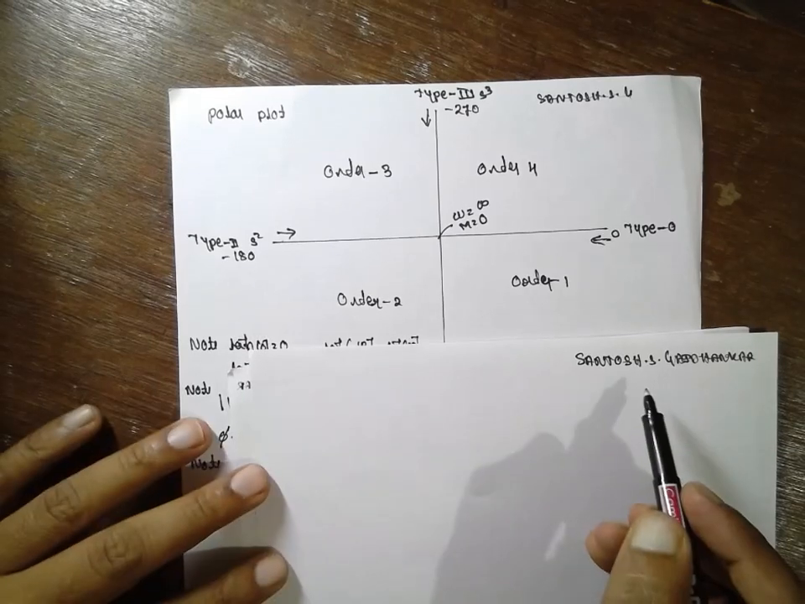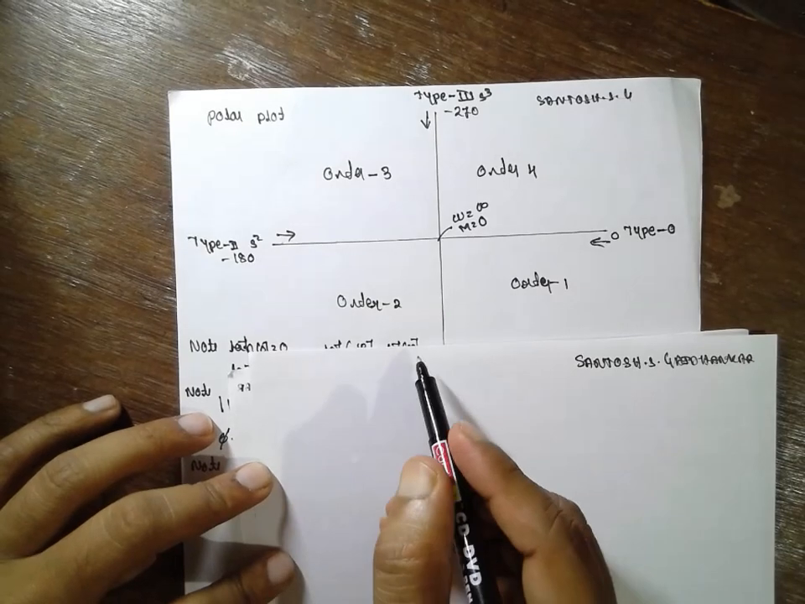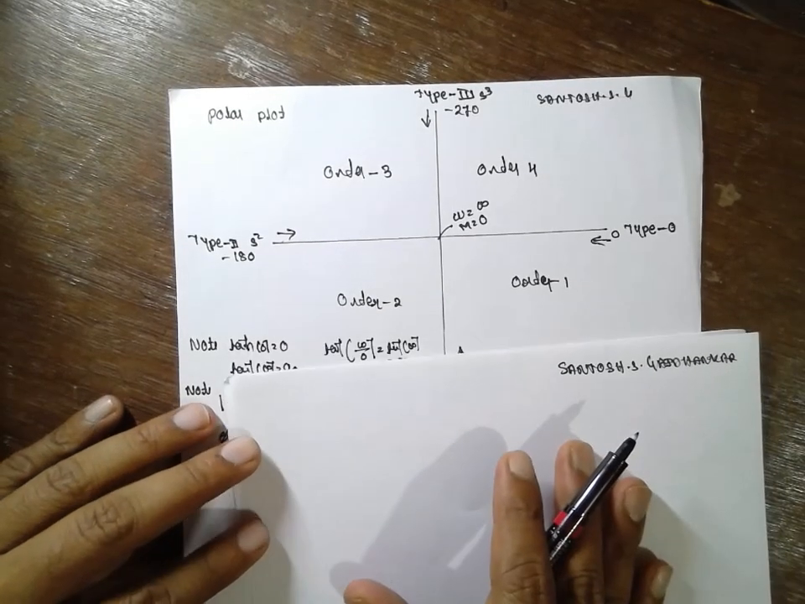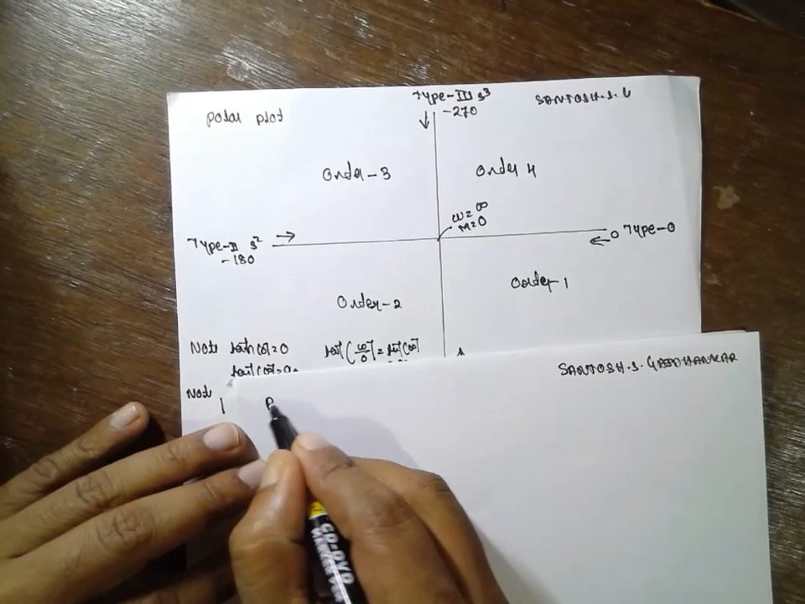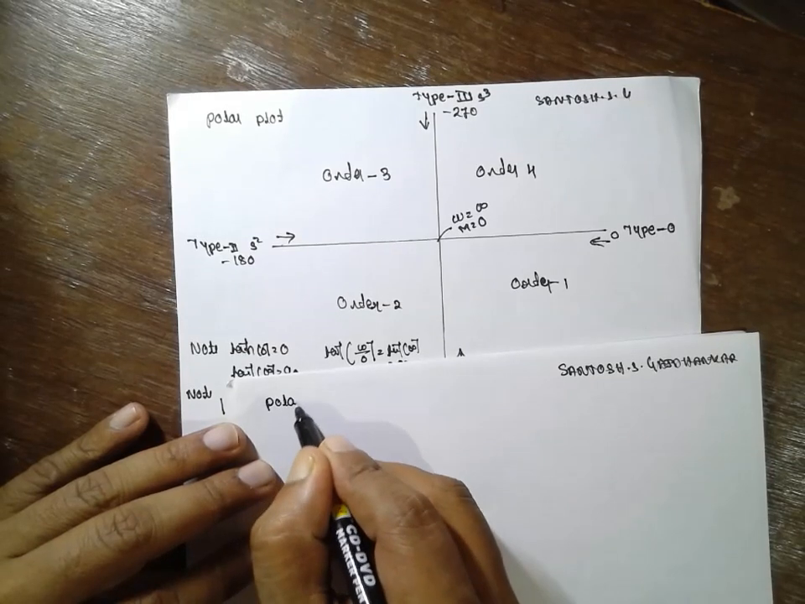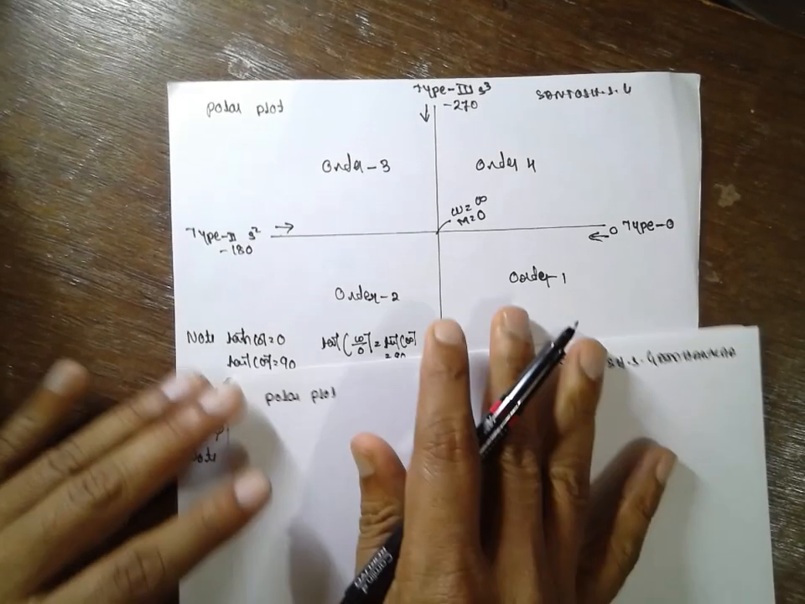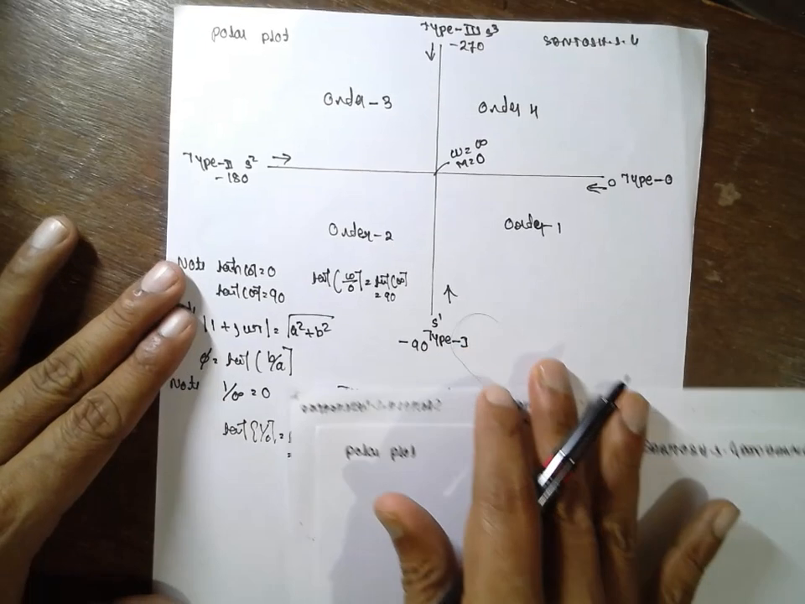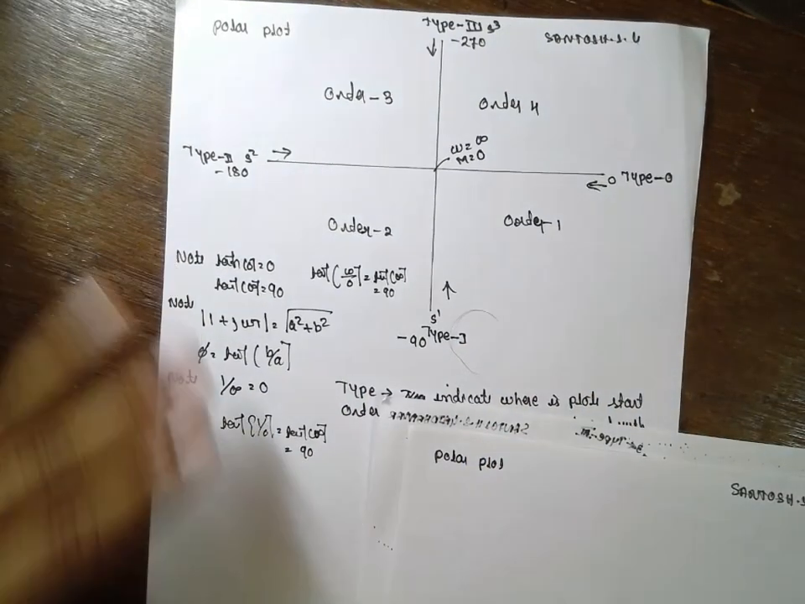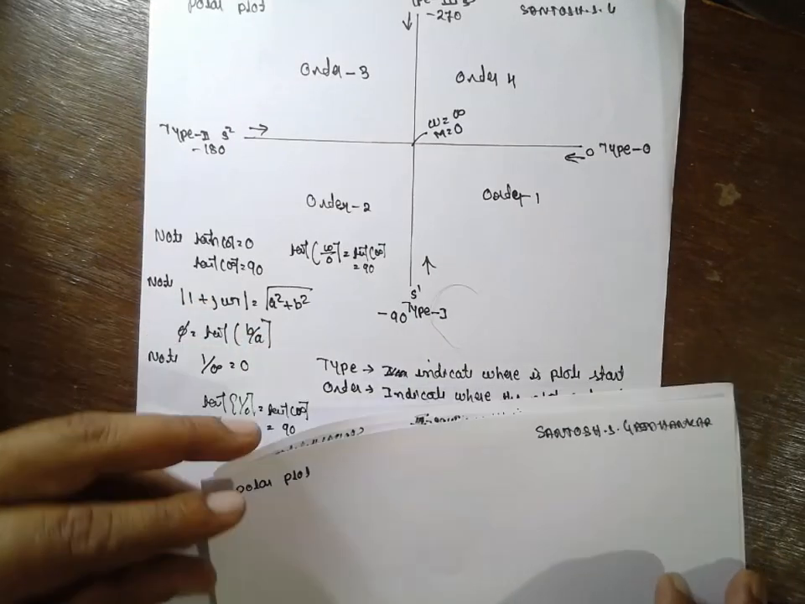I'm Santosh Gaidankar. Today I'm focusing on control engineering. In control engineering, we are solving the problem over the polar plot. This is a polar plot. Based on this diagram, I'm going to solve. These are a few notes which are required for solving the problem.